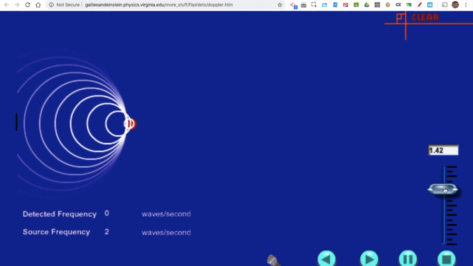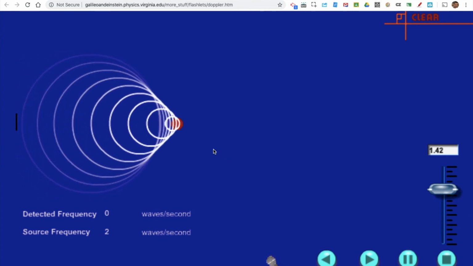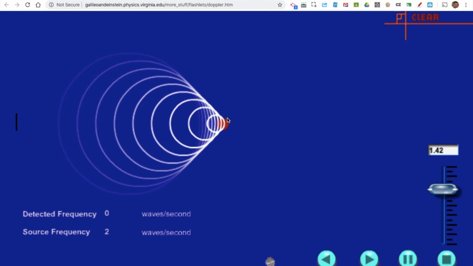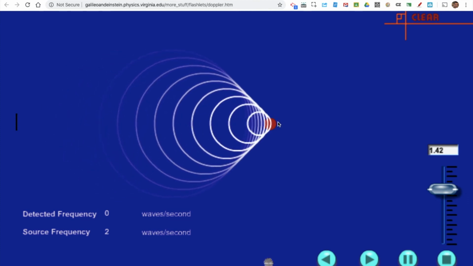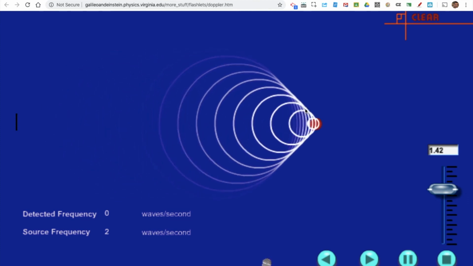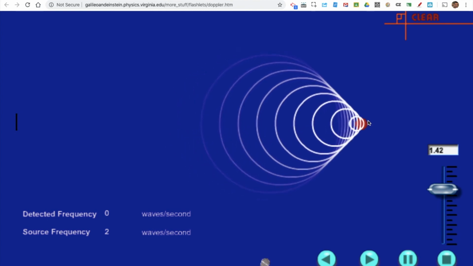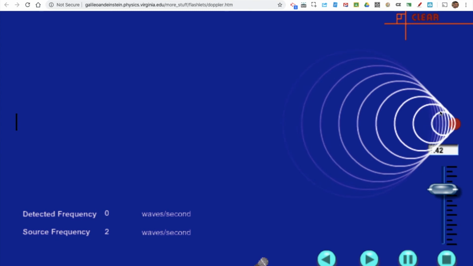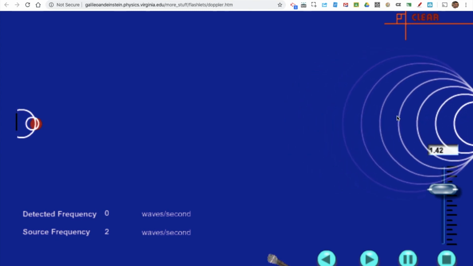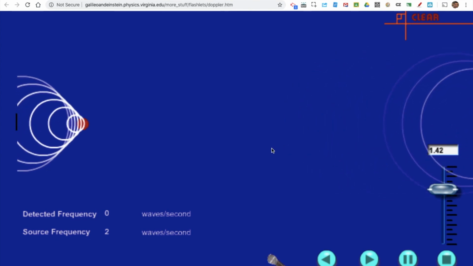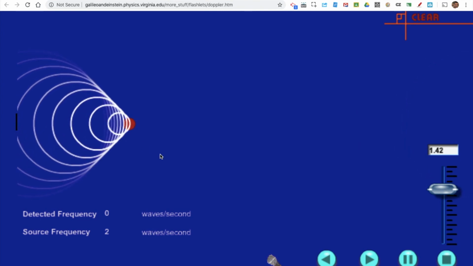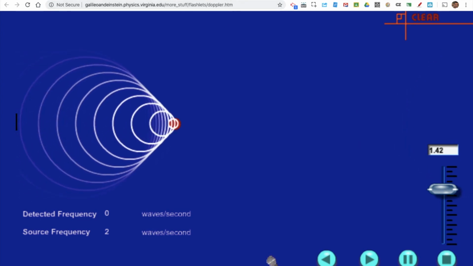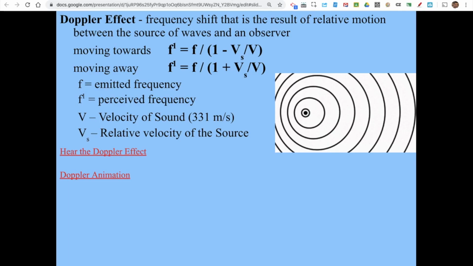Notice here as I speed up above the speed of sound, I still get this constructive interference, but the constructive interference is kind of in a conical pattern. It's a cone around the source of sound. I get this pattern that comes out here. So I still get constructive interference, but it's a slightly different pattern than if I have constructive interference from moving directly at the speed of sound.